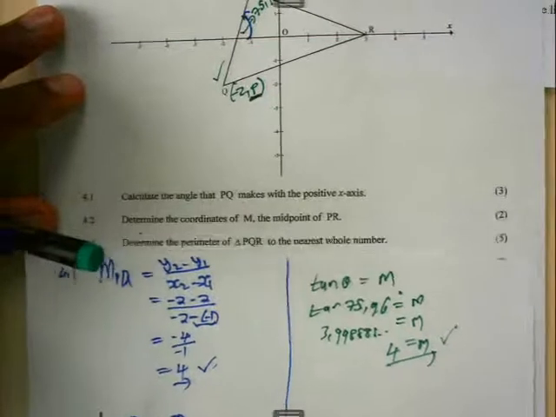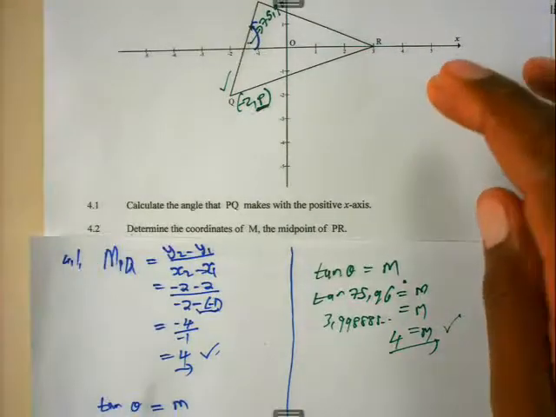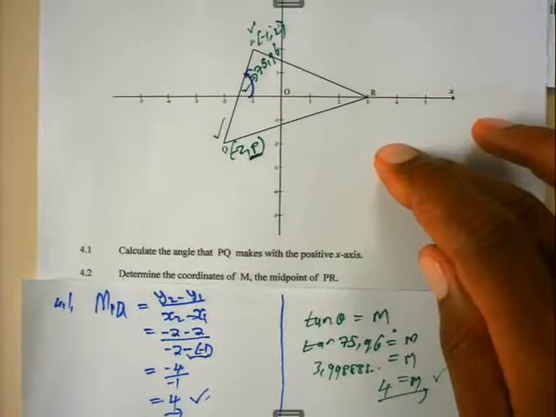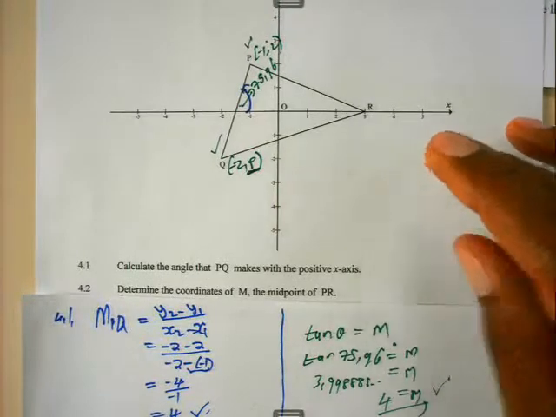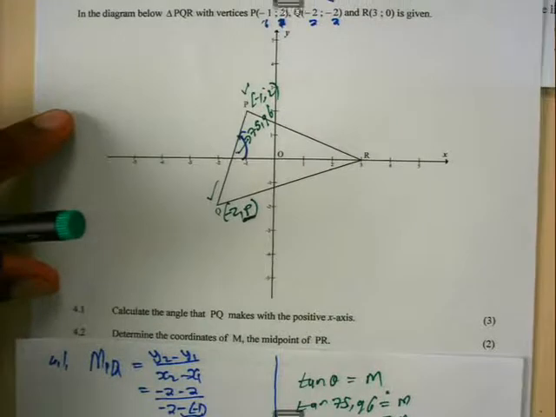Right. Now let us look at 4.2. 4.2 there, it says you must determine the coordinates of M. What is M? M is the midpoint of PR. M is the midpoint of PR there. That is a 2 marks question.